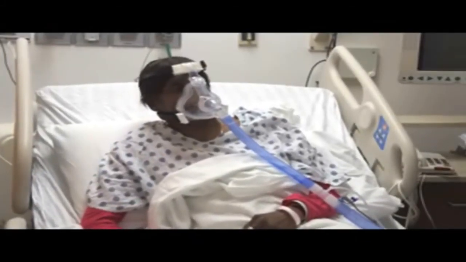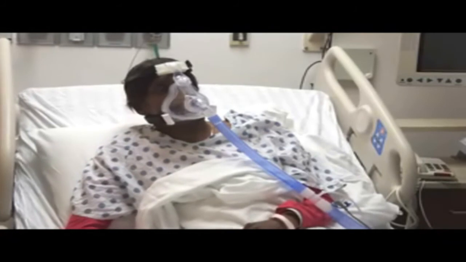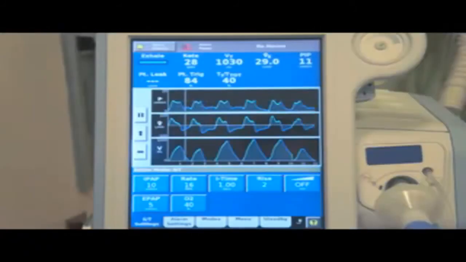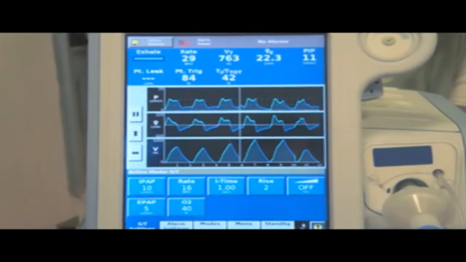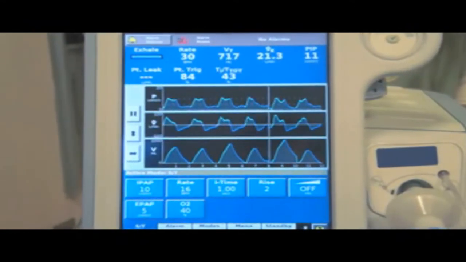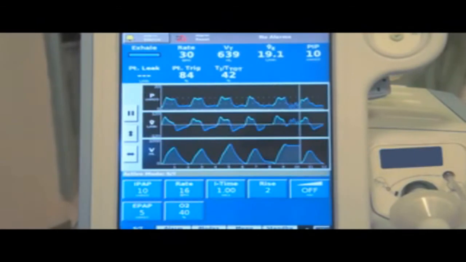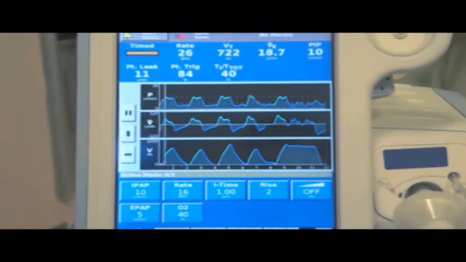BPAP can help stabilize patients with acute respiratory failure and prevent the need for intubation. The patients most likely to benefit include those with acute hypercapnic respiratory failure caused by a COPD exacerbation and those with cardiogenic pulmonary edema in the absence of shock or ischemia.